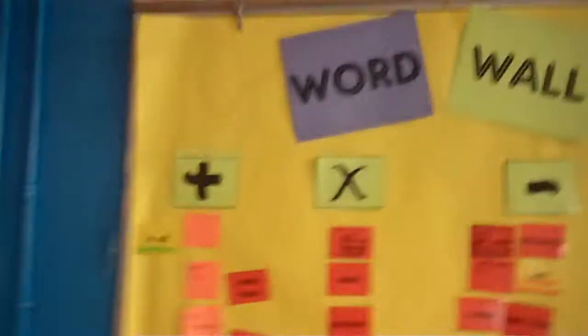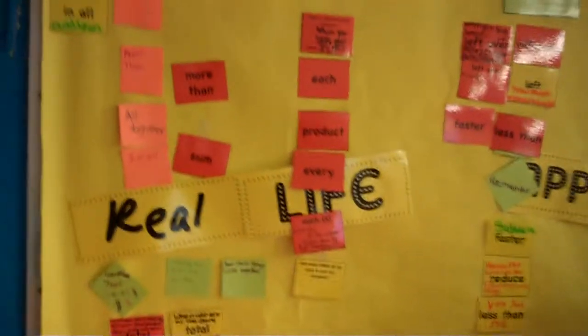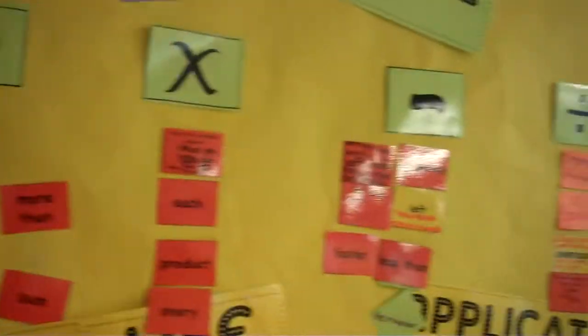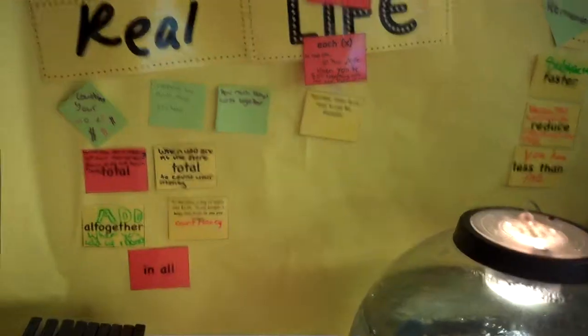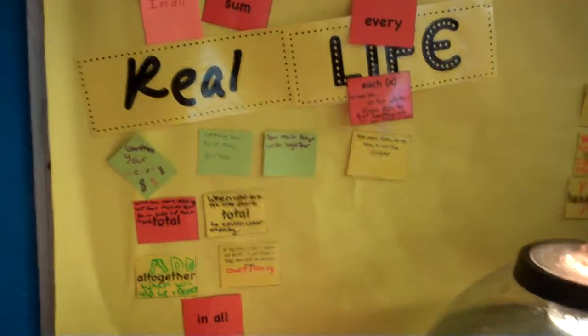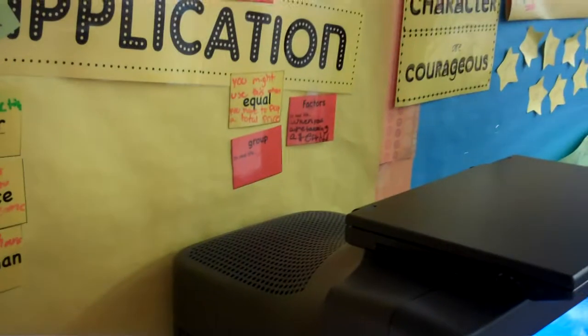This is our interactive word wall. We try to work on this every unit or every 2 units. Focuses on those keywords that really emphasize addition, multiplication, subtraction, and division. And then we have also a real-life application part of our word wall where they think about ways in which these words are actually applied in real life. When will we multiply in real life? When will we divide? And we talk about that a lot in our classroom.